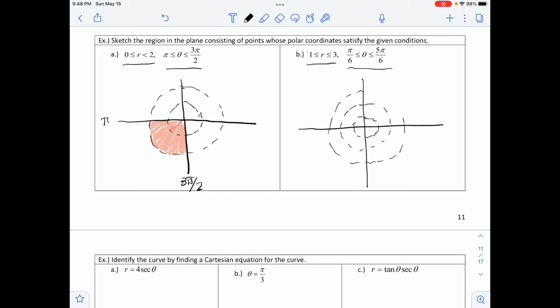And since our theta is between pi over 6, which would be out in the first quadrant, and 5 pi over 6, which is in the second quadrant, and since this can take on any r value between 1 and 3, I'm going to go ahead and draw those on here, and we're going to shade that region between 1 and 3. And so this will be the region that is satisfying these conditions that we have.